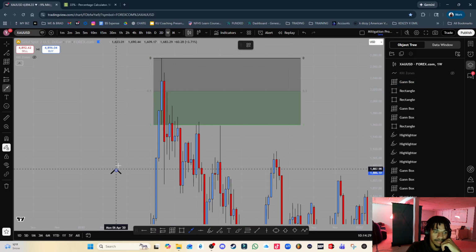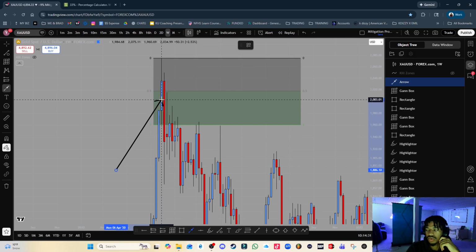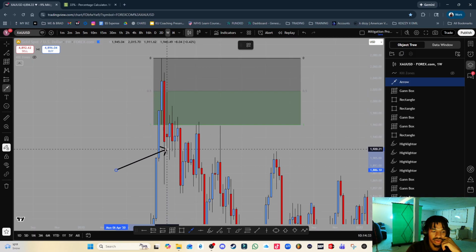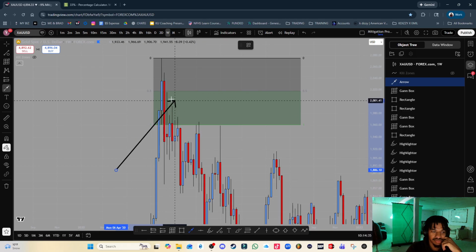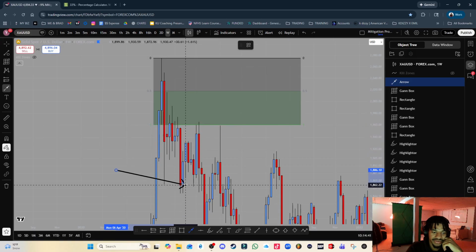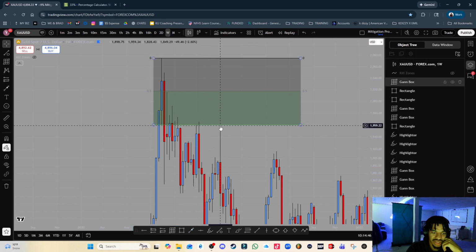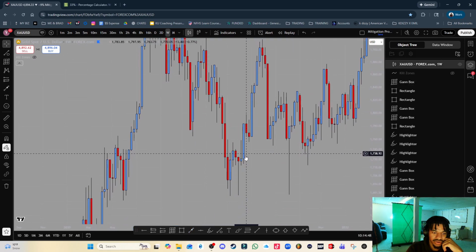right? Weekly institutional candle right here. Large push down, and then price came into this and didn't even hit the 50%, so it respected it. So every time it came to this area, it gave a little push down, came back into it, right? Push down, almost came back into it, push down, right?